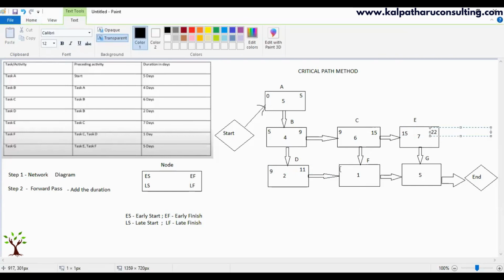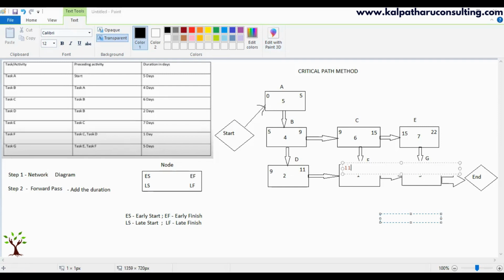Right. So now coming to F, from where do all the arrows come to F? C and D. When are we going to complete C? C is completing on the 15th day. D is completing on the 11th day. So when are we going to start F? We can start by the 11th. Now if we are going to start activity F on the 11th day, let me enter that.